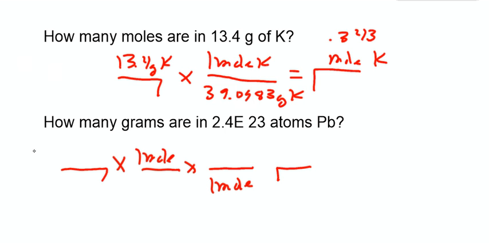So what do we know on this side? We have 2.43 E23, and this of course is atoms of lead. Now I can put Pb next to both of these.